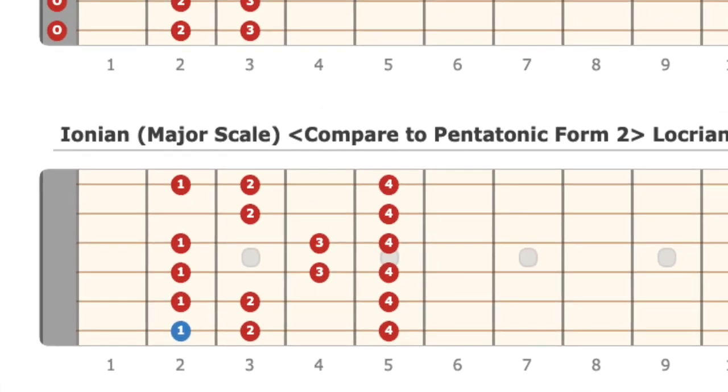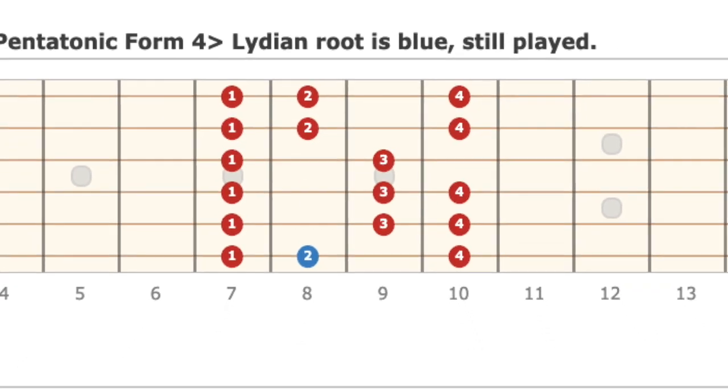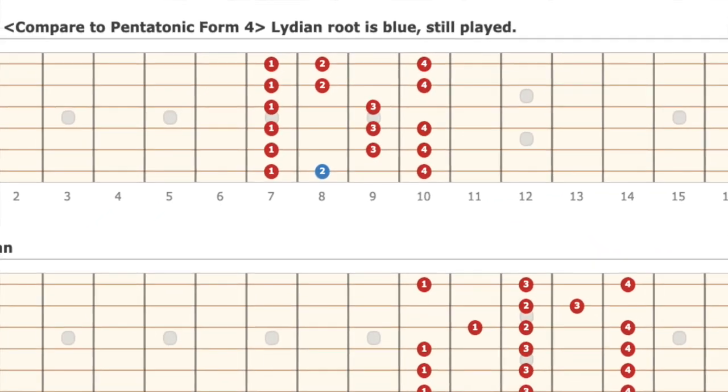The Locrian mode and the Lydian mode are more conducive to some very specific styles. So if you need them, they're in there. The Locrian is contained within the Aeolian and Ionian modes, and the Lydian is contained within the Phrygian and Mixolydian modes. If you don't know what I'm talking about, then you're probably not going to have to worry about it.